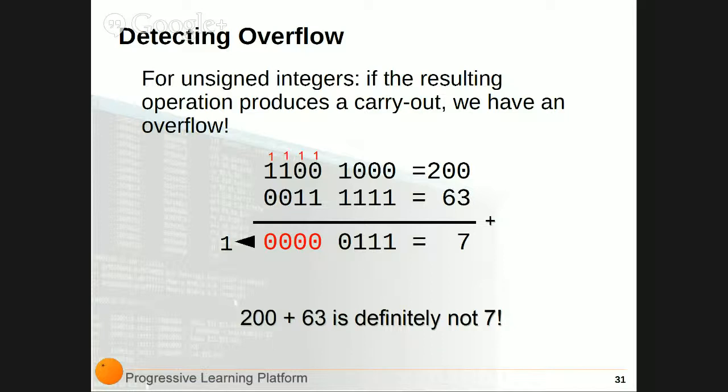So 200 plus 60 is definitely not 7. It's definitely wrong, so you have to handle this.